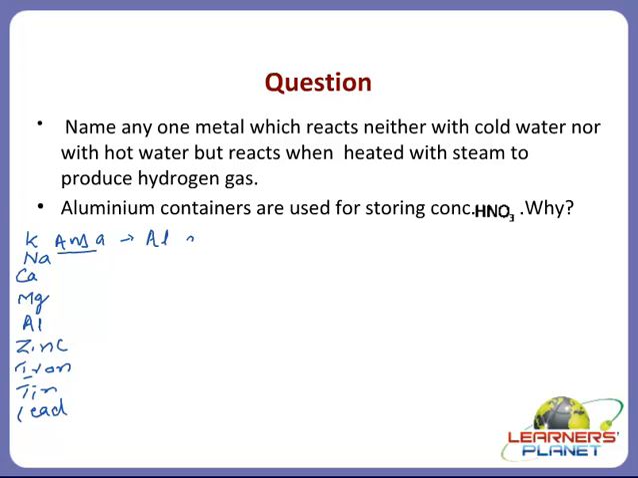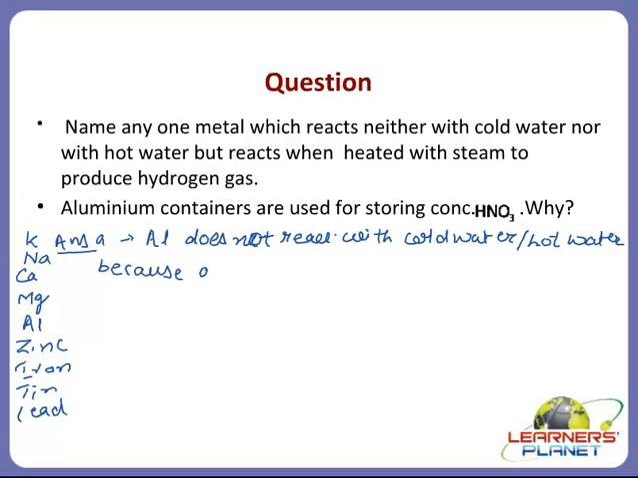Okay. So aluminium does not react with cold water or even hot water. Why? Because of a thin layer of oxide over it. And what oxide is it, children? It is aluminium oxide. So your aluminium reacts with steam producing hydrogen gas.